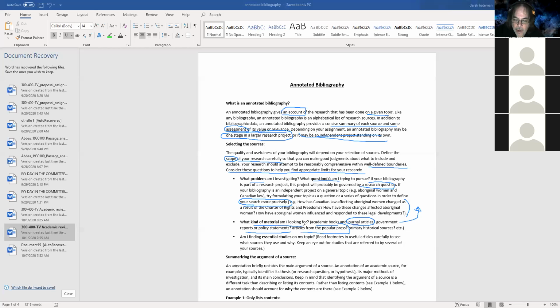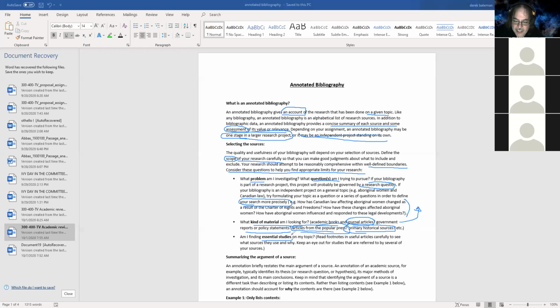Articles from popular press, unlikely you're going to be using that. Unlikely you're going to be using primary historical sources. You could, but be careful with that, right? Because you're only looking for 5. Because remember, you are going to have a background section of your report, so some historical context can be very helpful. But again, depending on your project.